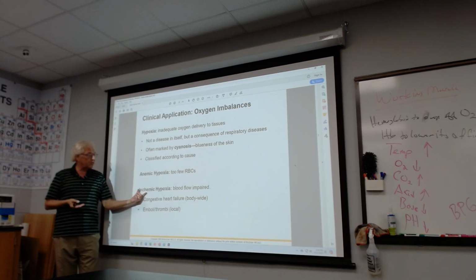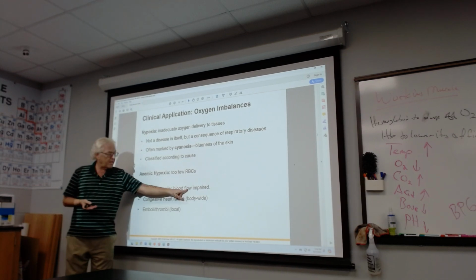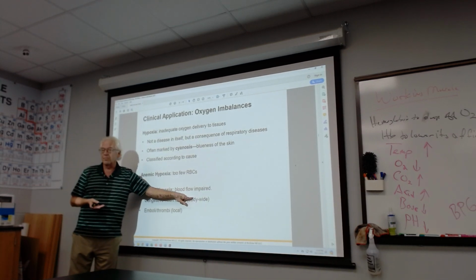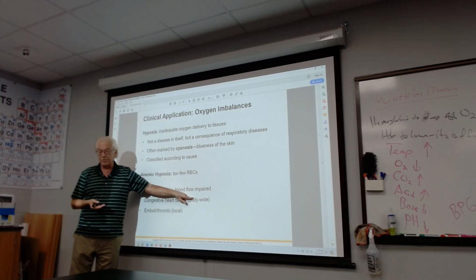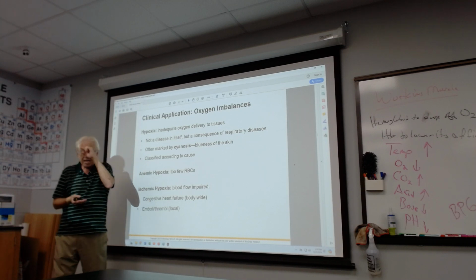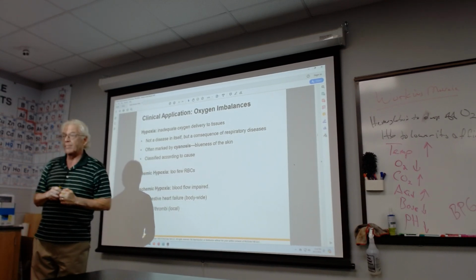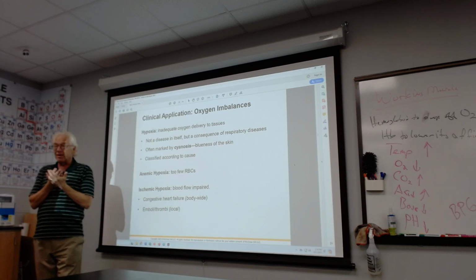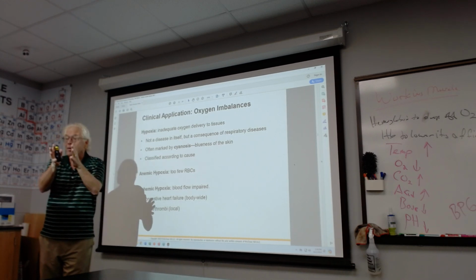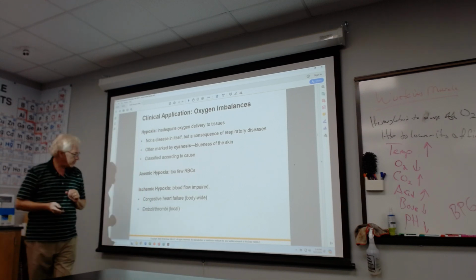Okay? It could be ischemic hypoxia. What's ischemia? Impaired blood flow. You got a blockage in one of your blood vessels, or a constricting of a blood vessel, maybe because of plaque buildup. You got plenty of red blood cells, I just can't deliver them to this part of your body, so this part of your body suffers hypoxia. Got it? All right.